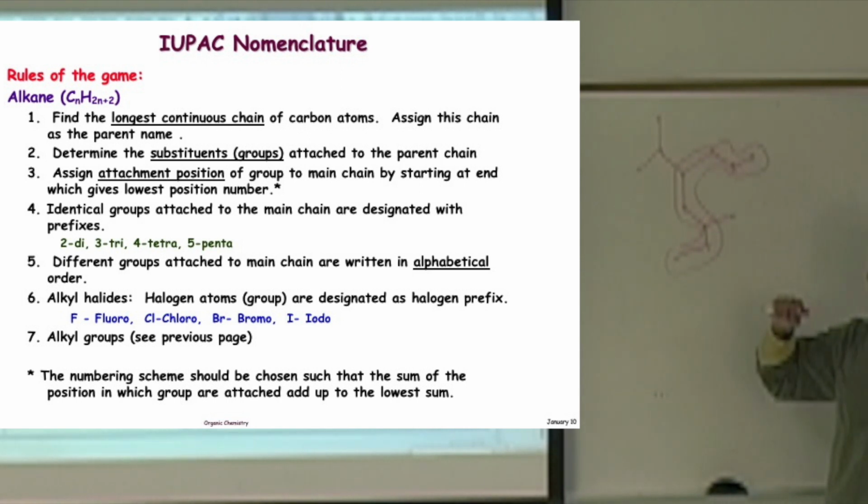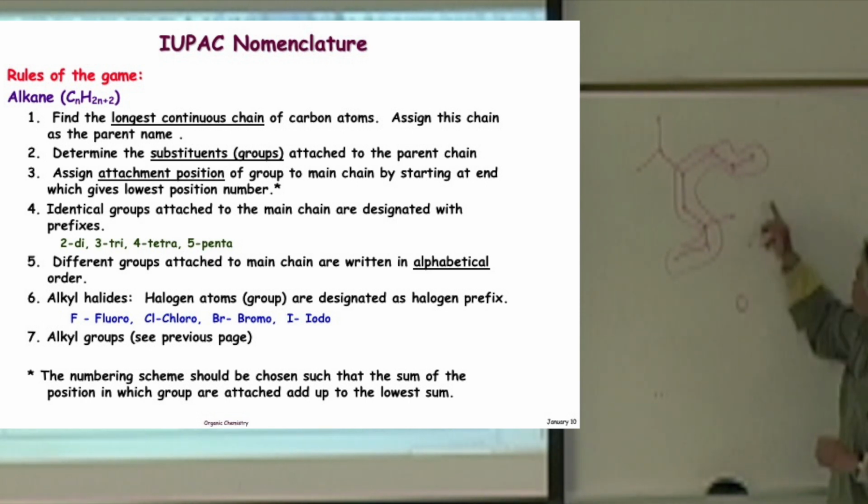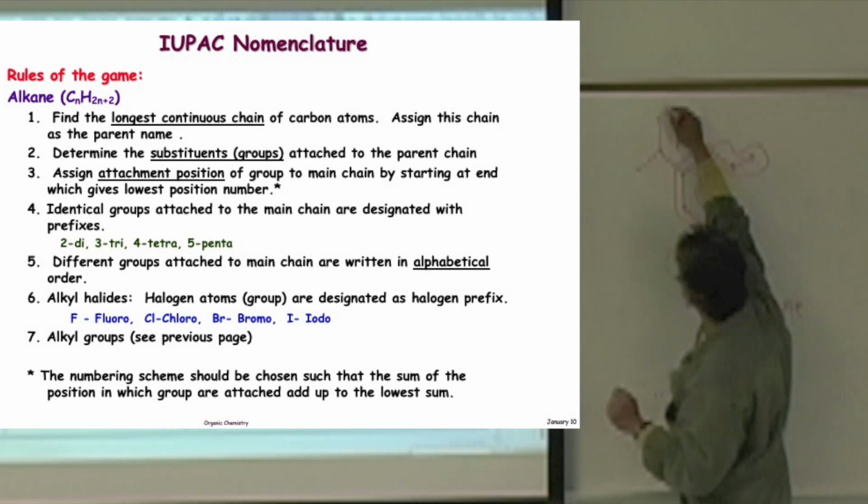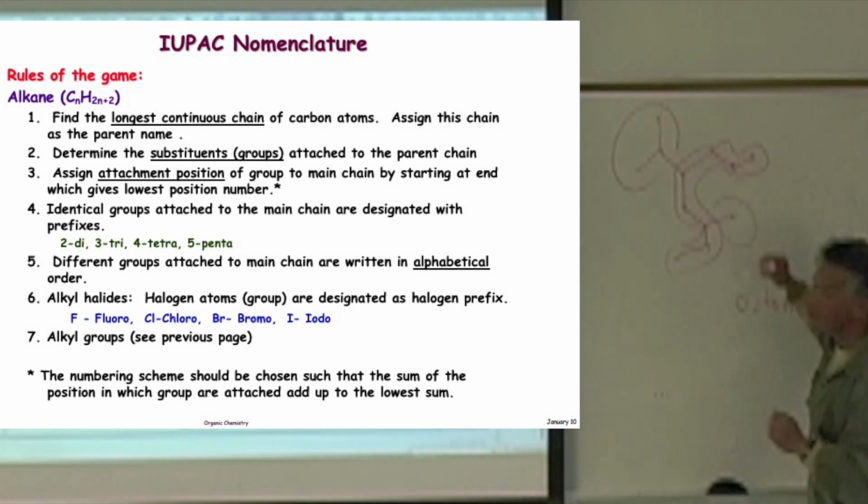You have to be persistent in trying to find that longest continuous chain, because sometimes it's not obvious. Sometimes it's wrapped around itself, so it's just trial and error. So, 8. What's the prefix for 8? Is there single bonds throughout the backbone? Yeah. So we call it an octane. It's not an octane per se, because there's more carbon here, but when we name it, it's got a root name, octane.